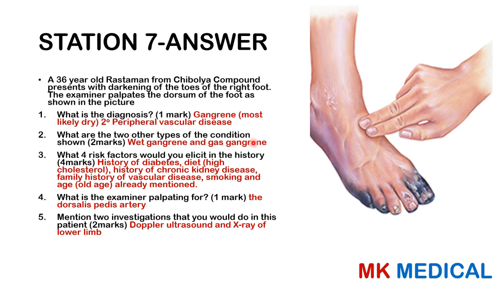I would like to ask for a history of diabetes, the diet of this person if it's high in cholesterol, history of any chronic kidney disease, family history of vascular disease, as well as a history of smoking. The age has already been mentioned for us. Then, of course, what is the examiner looking for? The examiner is trying to palpate the dorsalis pedis artery. Then 2 investigations that you would do for this patient: a Doppler ultrasound to determine where the blockage is, as well as an x-ray of the lower limb to see if there's any involvement of the bone.